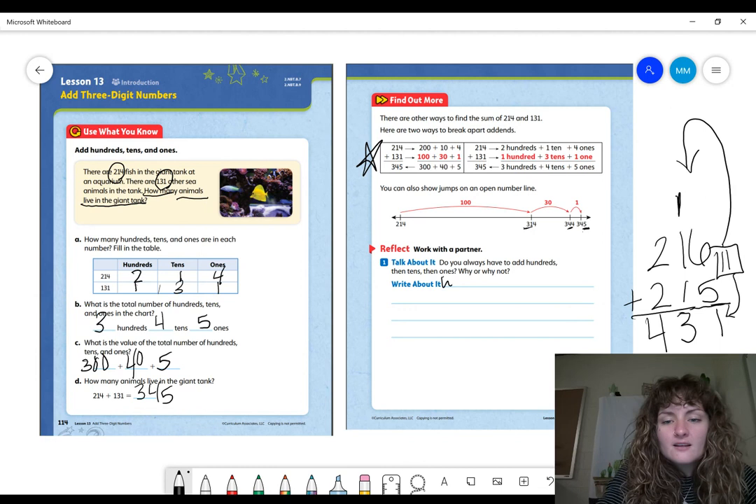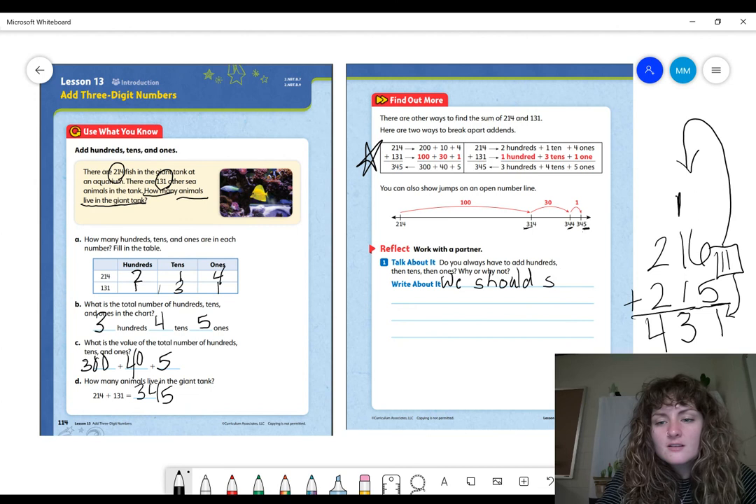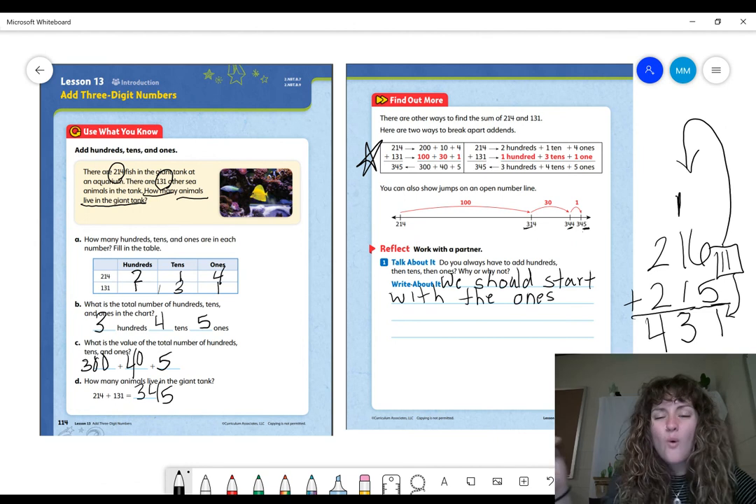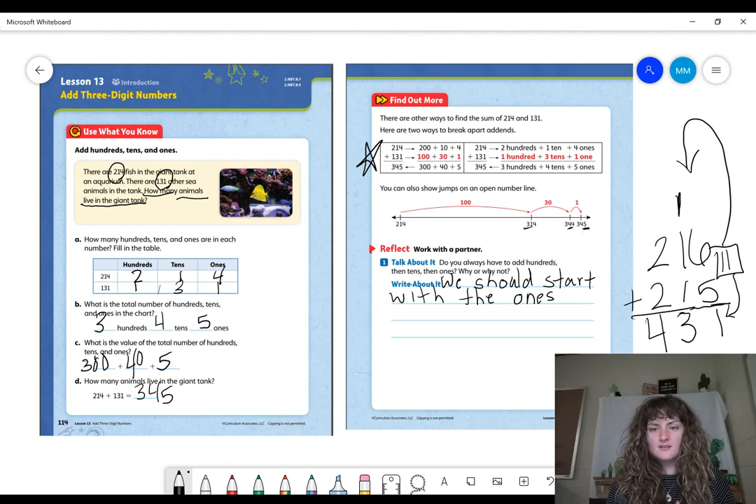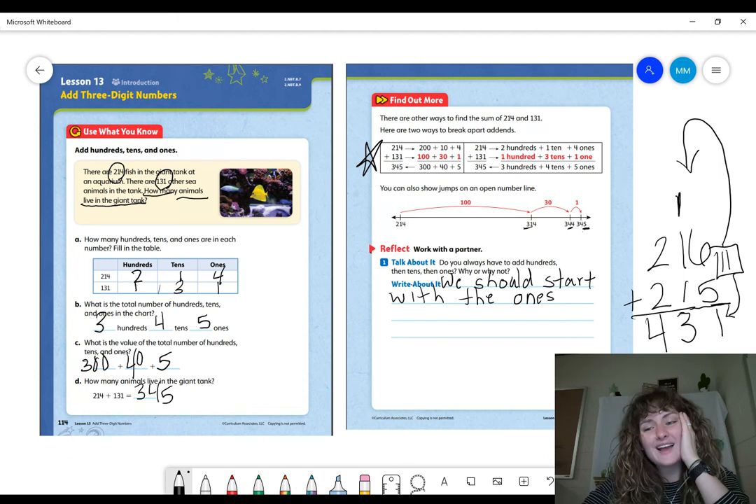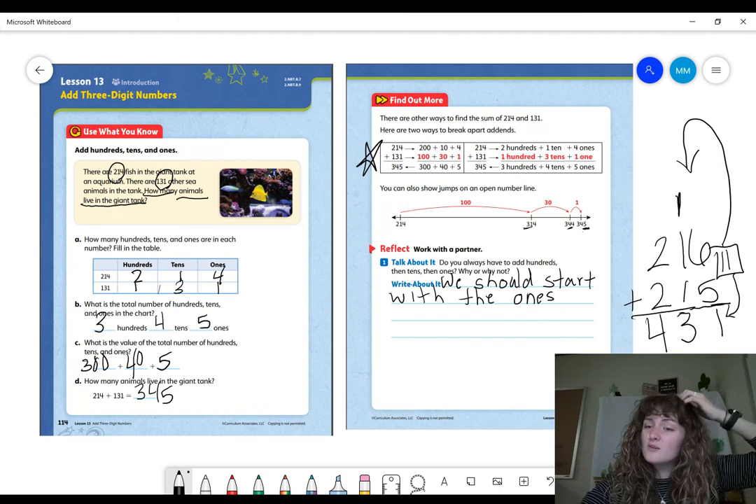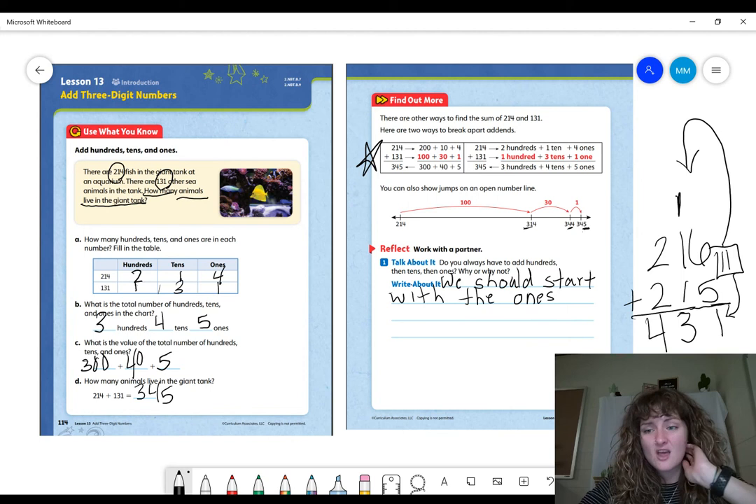We should start with the ones. Why should we start with the ones? What did we discover when Miss Mason did this problem? When we started with the hundreds, we are not going to have the correct whole because we had too many ones in the ones place. So our tens place was incorrect.